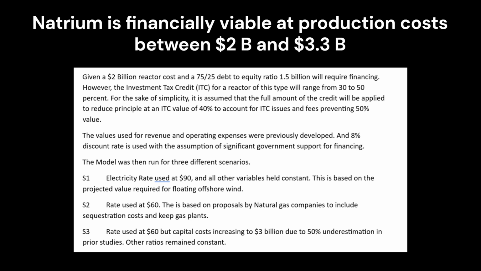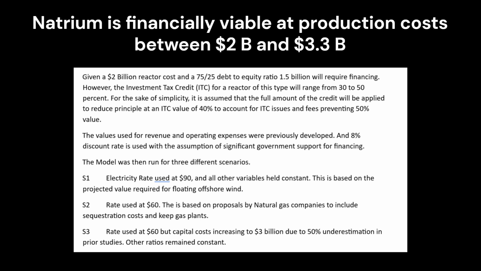The model was then run for 3 different scenarios. S1, electricity rate used at $90, and all other variables held constant. This is based on the projected value required for floating offshore wind. S2, rate used at $60. This is based on proposals by natural gas companies to include sequestration costs and keep gas plants. S3, rate used at $60 but capital costs increasing to $3 billion due to 50% underestimation in prior studies.